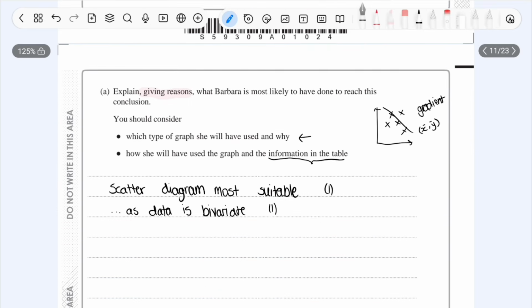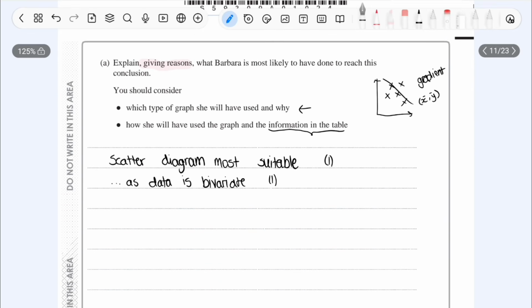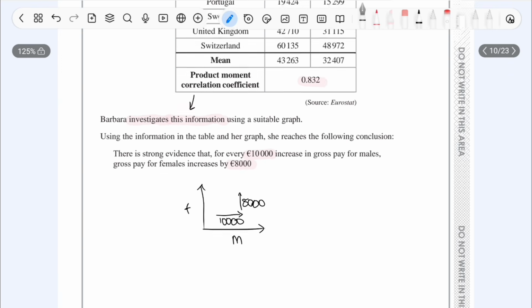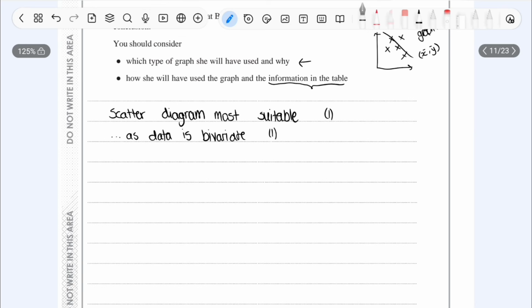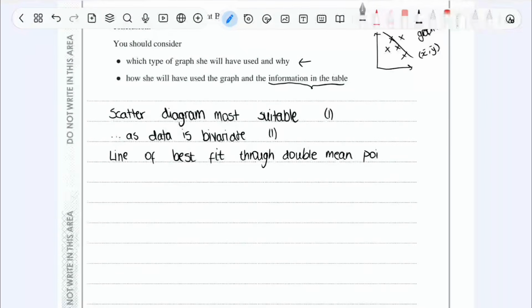So what you need to identify for your next two marks is the double mean point and the gradient. And you need to be able to distinguish the gradient from the PMCC. The PMCC, however, we're going to use after this. So let's just quickly write that down. And the gradient here tells us the relative rates of the change in gross pay. For example, how the change in females compares with the change in men's pay.